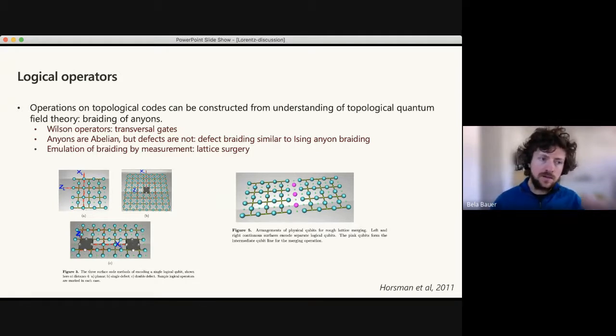So you can do one logical gate operation in a single time step by just simultaneously applying some single qubit gate to some, in this case, string of physical qubits. That's one way to do it.